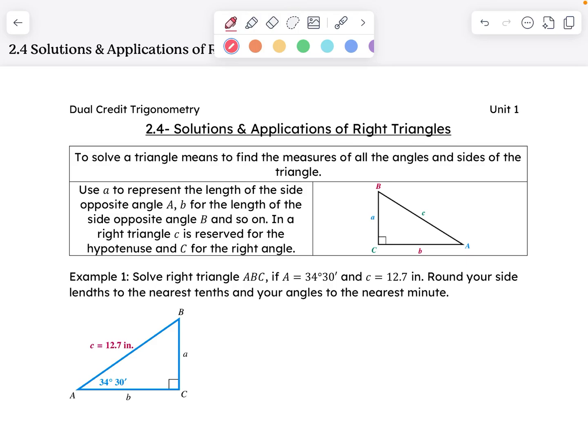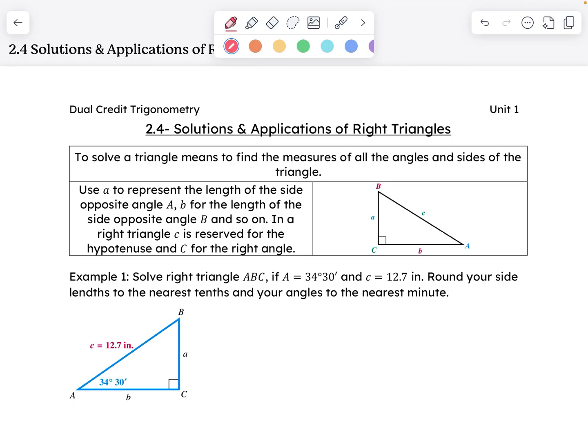Hey guys, today we're looking at 2.4, which is going to talk about solutions and applications of right triangles. Now, to solve a right triangle means to find all of the angles and all of the sides in the right triangle. So that means to find every single piece in it.